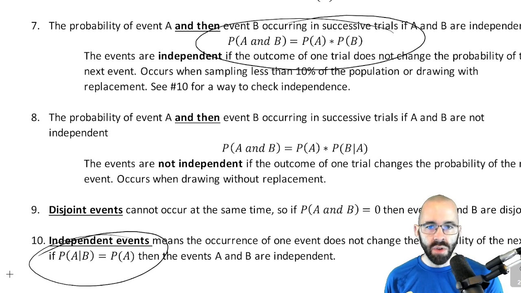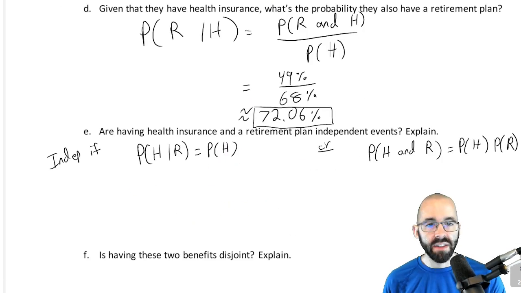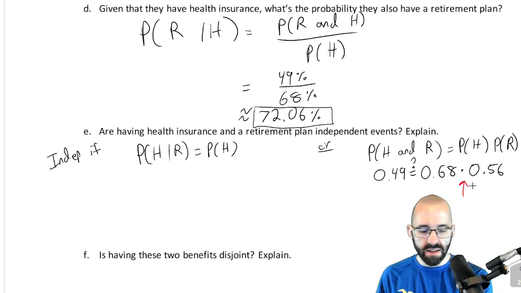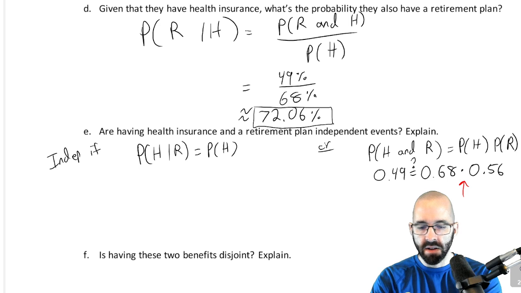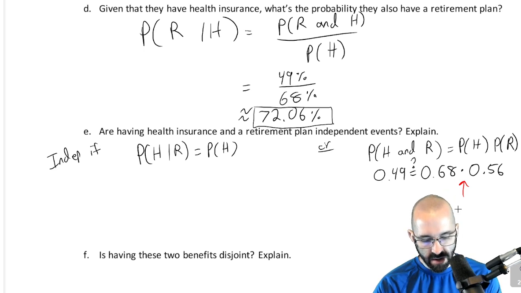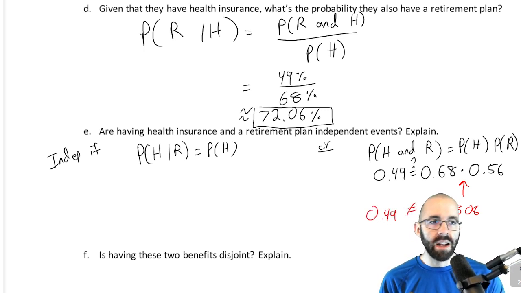And if you use the definition of conditional probability, use this guy over here, you can see that they really are the same definition. I think it's maybe a little easier to find it the second way. This was 49%. Health insurance was 68%. Retirement was 56%. Are these equal to each other? Well, the right-hand side is 68 times 56. That's 38.08%. So, no, these are not equal. They're not equal. That means they're not independent. Not even close.